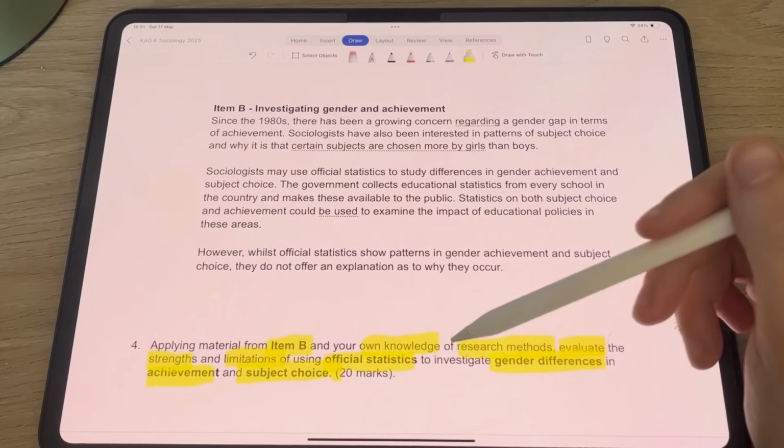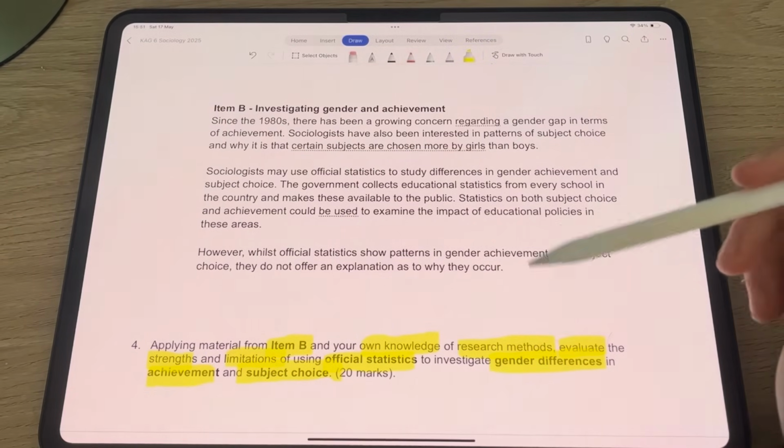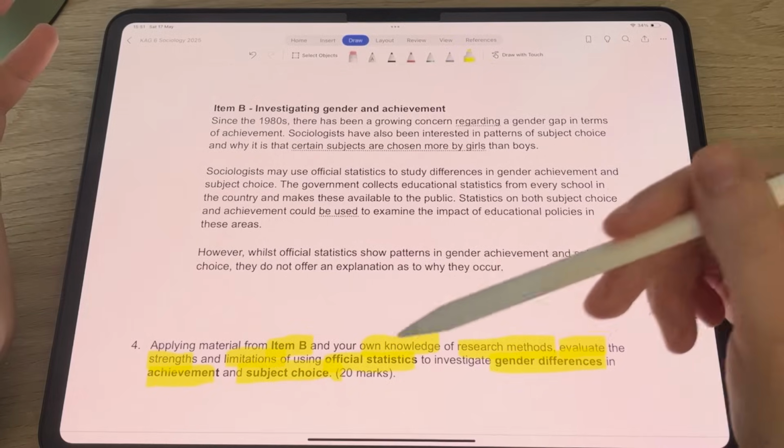Official statistics, already our head should turn to that. Official statistics, what kinds do we have? What types do we have in reference to gender differences and achievement, and also subject choice?